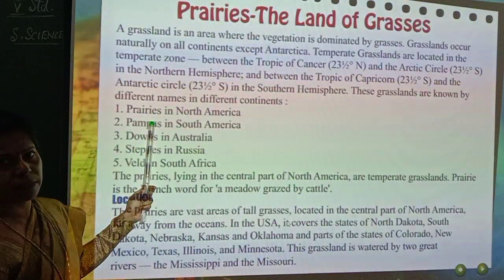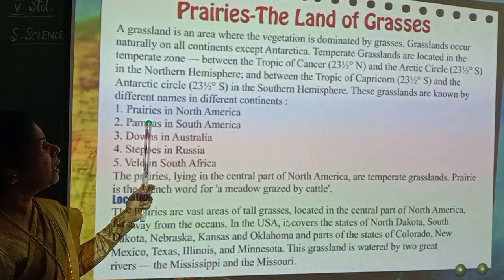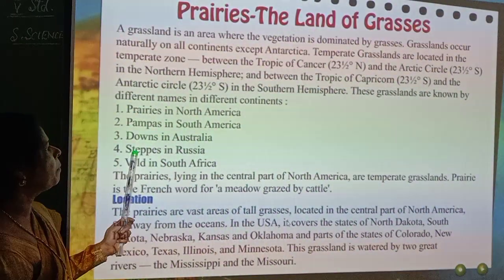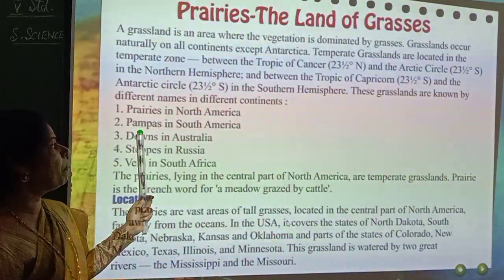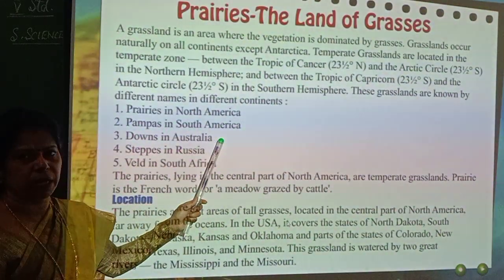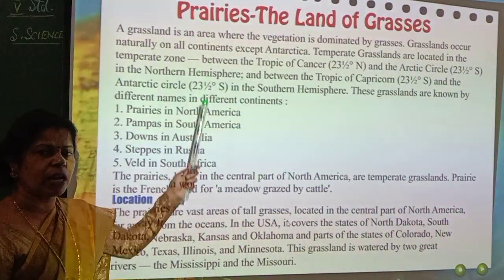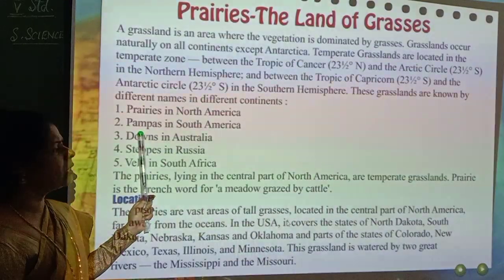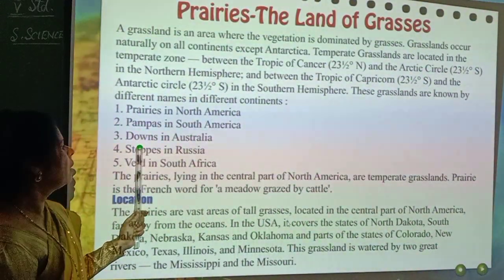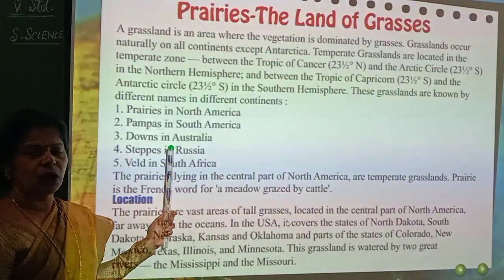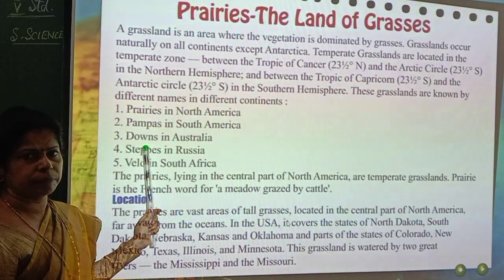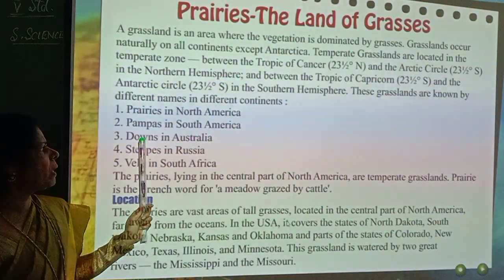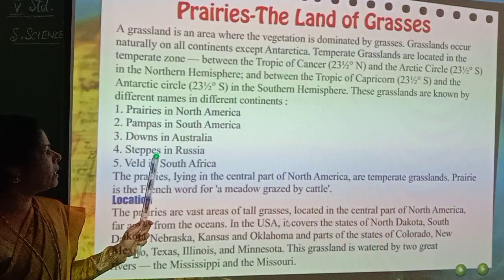Now what are the different continents where you see grasses? First one is the prairies. Where do you find these prairies? Prairies is a place found in North America. Then you find the grasses in Pampas. Pampas is in South America. Because you are finding them in northern hemisphere as well as southern hemisphere, isn't it? In northern hemisphere you find prairies, and in South America you are finding pampas. Then downs in Australia. In Australia also there is a grassland called downs. So prairies, pampas, downs, these are all the names of grasslands.